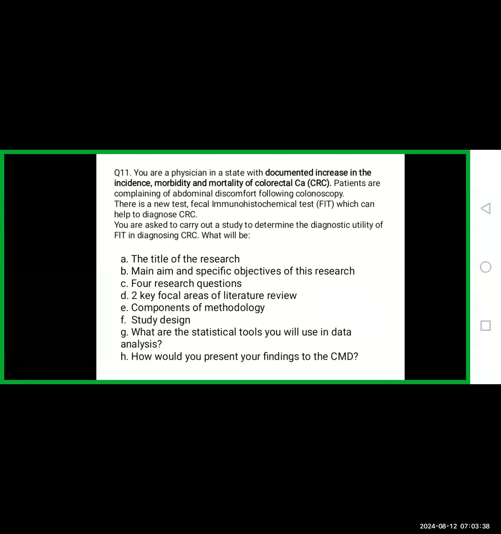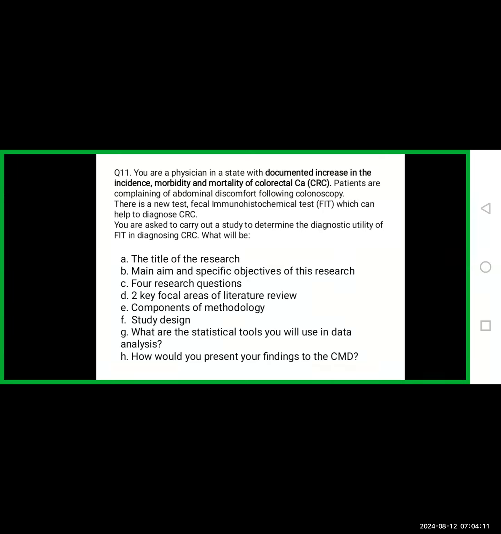In diagnosing colorectal cancer, what will be A, the title of the research, B, main aim and specific objectives of this research, C, 4 research questions, D, 2 key focal areas of literature review, E, components of methodology, F, study design, G, what are the statistical tools you will use in data analysis? How would you present your findings to the medical director?